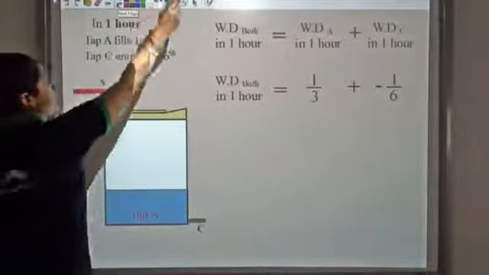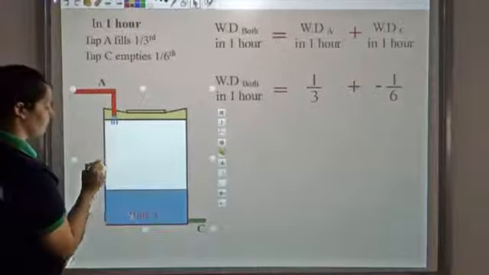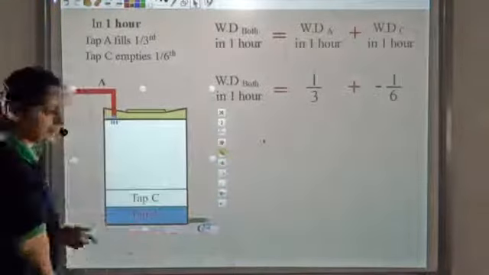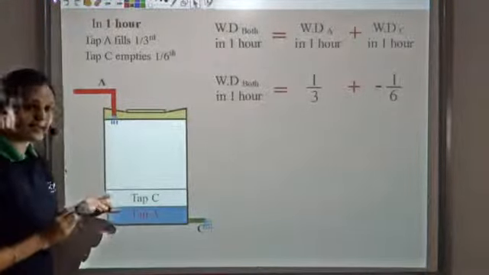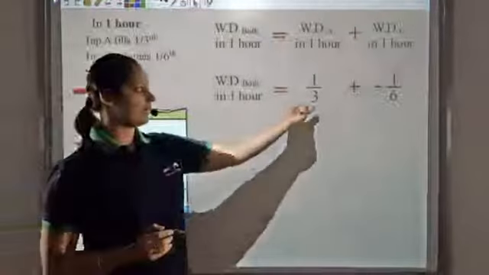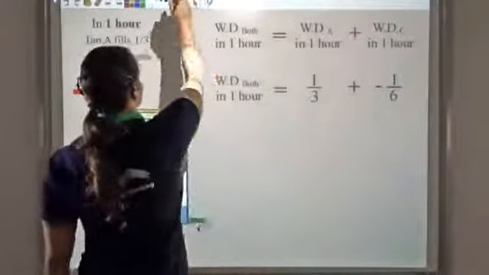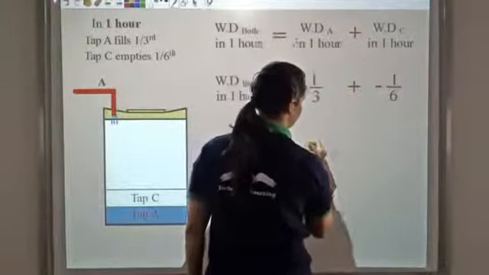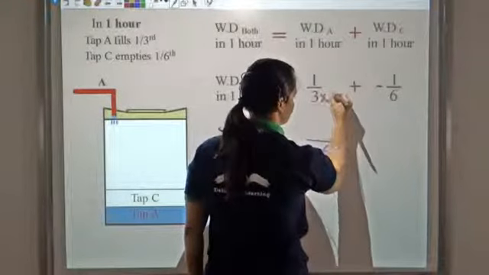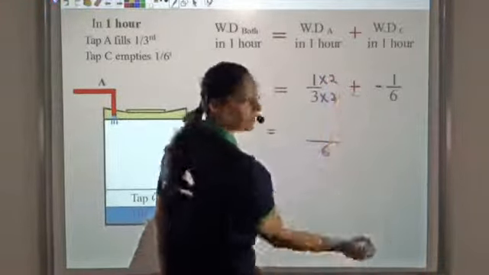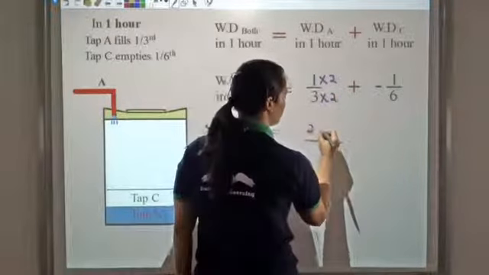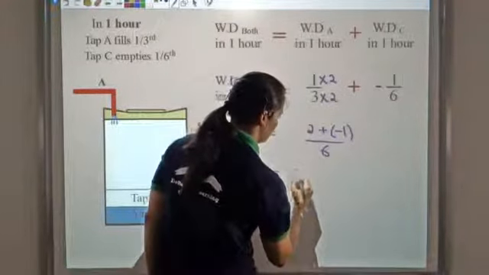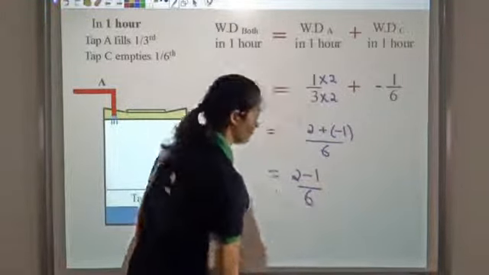That is, this is tap A, and I'm subtracting from tap A, I've subtracted C. So this is what I get: tap A minus tap C. So this would be, again taking the LCM, 6. So I can multiply both numerator and denominator by 2. So I get 2, so this gives me 2 minus 1 by 6.